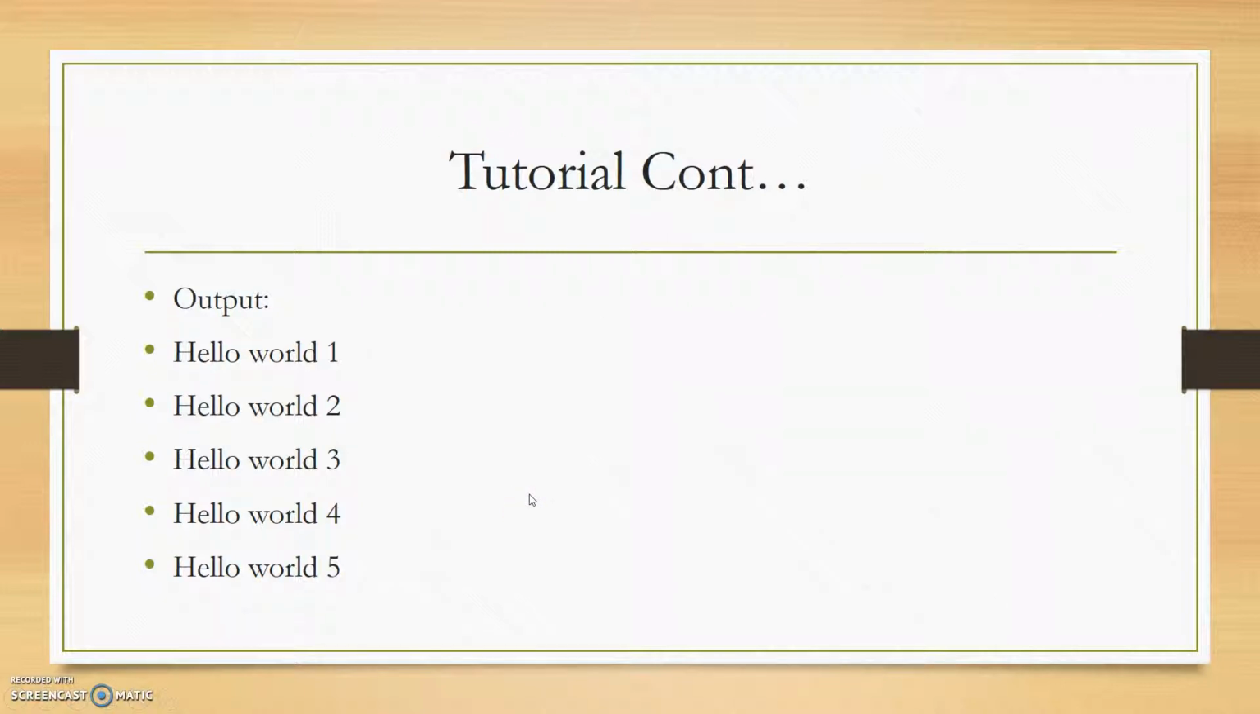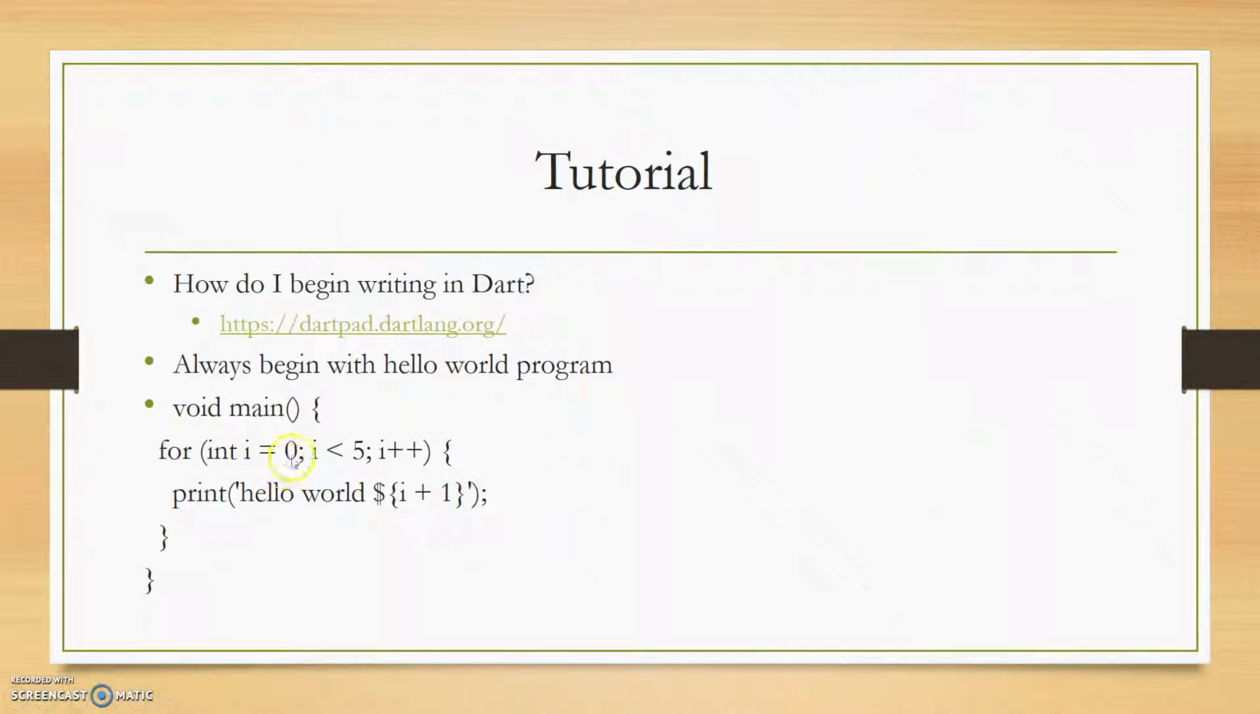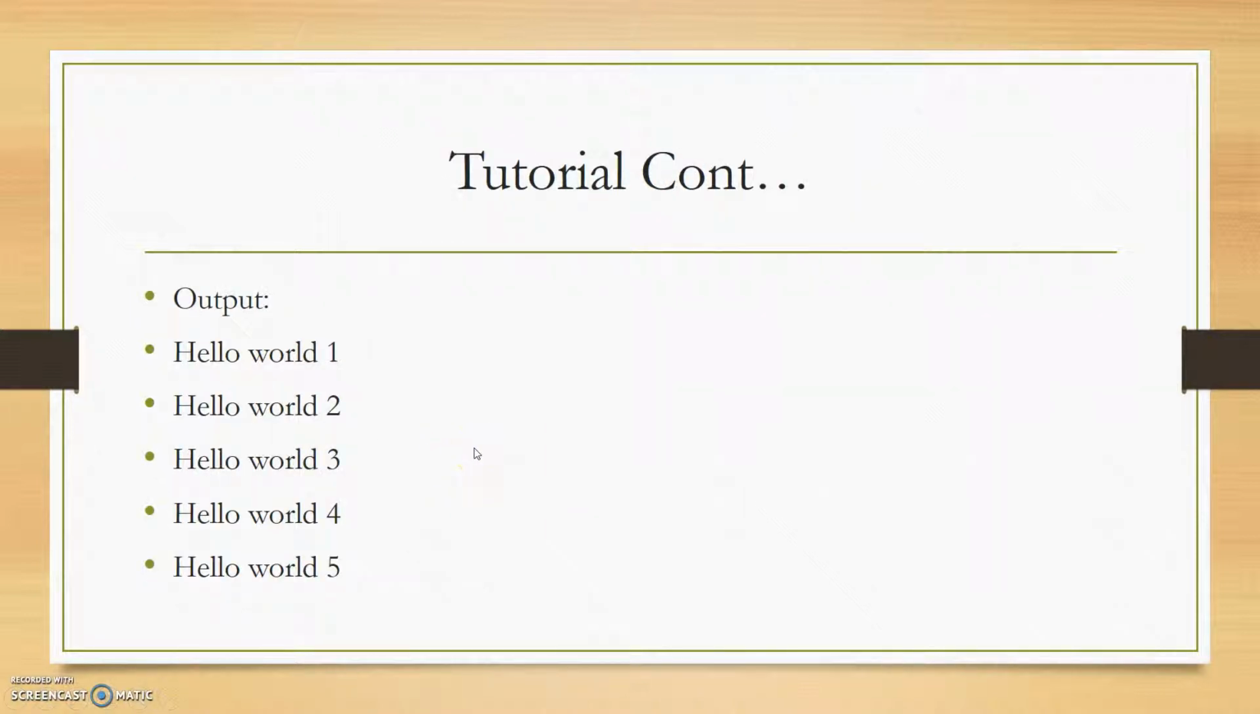You can see it says Hello World, and then all the way up to 5. As you can see here, our for loop goes up to 5. If we had made our for loop go to 10, then it would output 10 times, saying Hello World all the way 1 through 10.